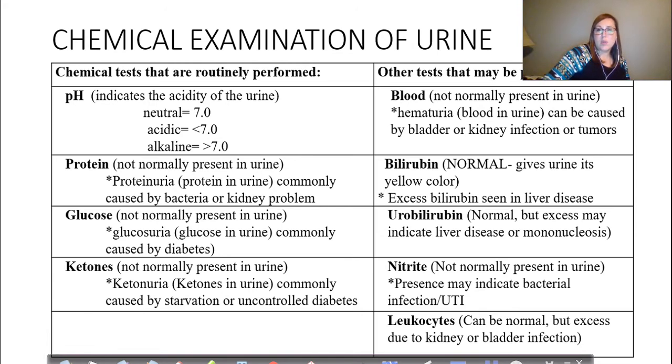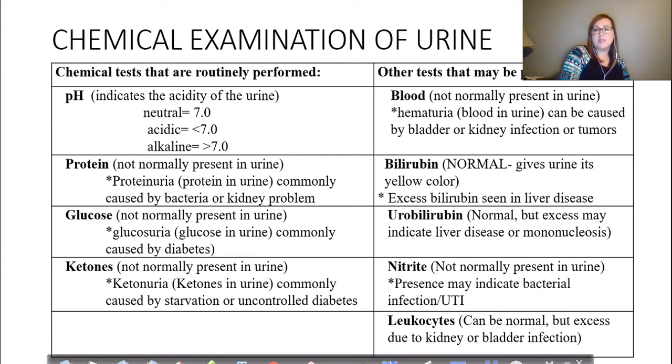Blood is not normally present. Hematuria can be an infection of the bladder or kidney, and can also be an indication of a tumor. Bilirubin is what gives urine its yellow color. If you see an excess of this, that can be in liver disease. Urobilirubin is normal, but excess can indicate liver disease or mononucleosis, or mono.